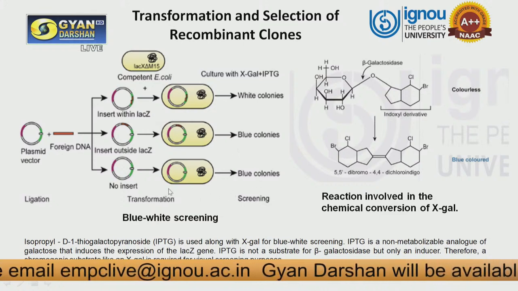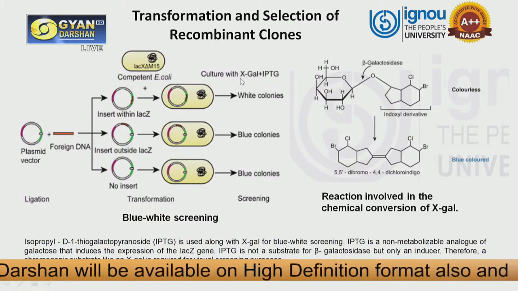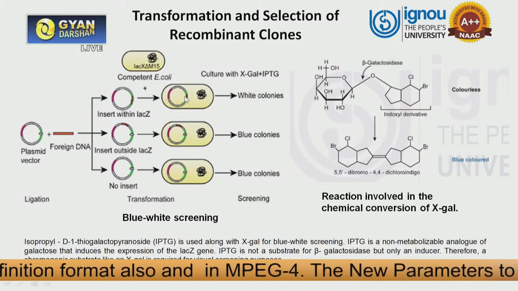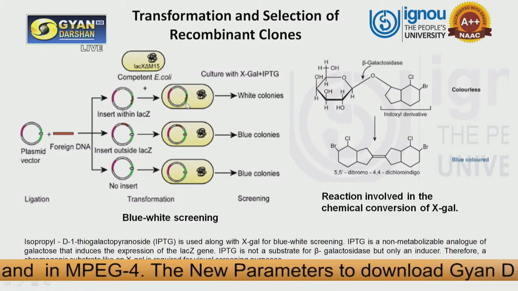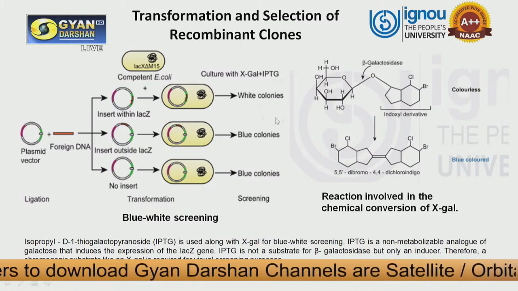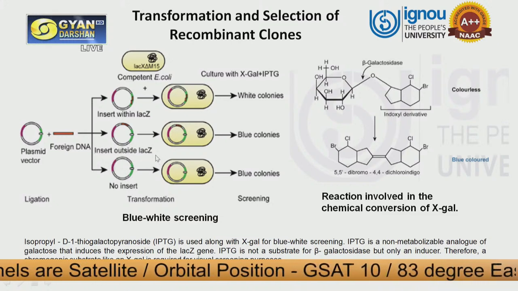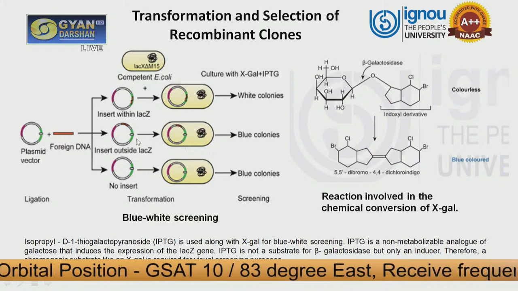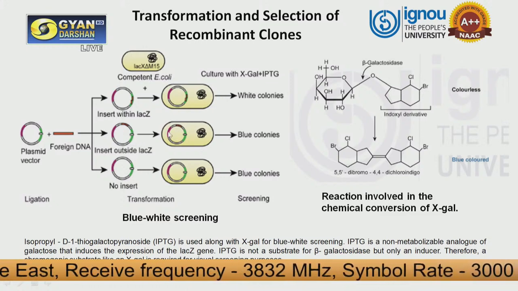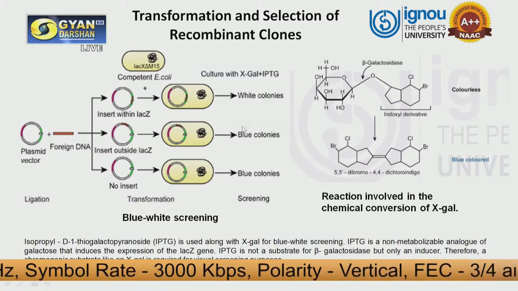There will be an inducer which is called IPTG, which is present. In the presence of X-gal, if you culture these colonies and there is an insert within the LacZ, then you will get white colonies. If your insert is outside the LacZ, what will happen? This particular LacZ gene will express, and the product of this LacZ gene will react with the X-gal, and finally it will result in blue colonies.